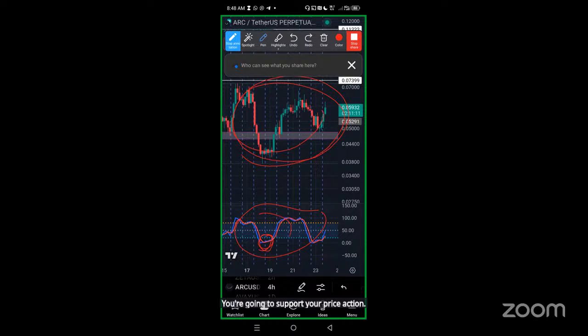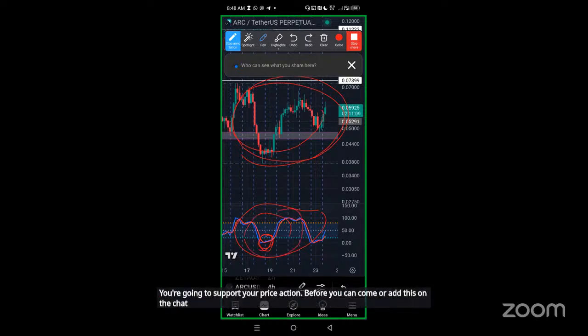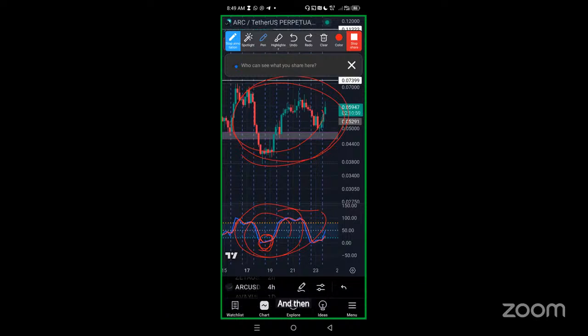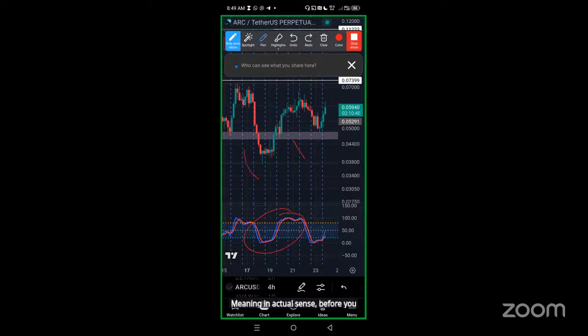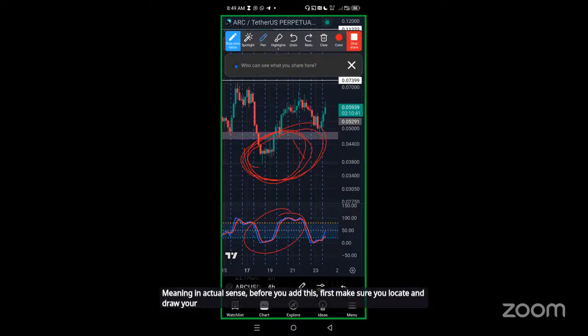Before you add this on the chart, you need to have first identified and located your different price reaction levels on the chart. You should also have drawn your support and resistance so that it makes more meaning to whatever this is going to tell you. In actual sense, before you add this, first make sure you locate and draw your trend lines.